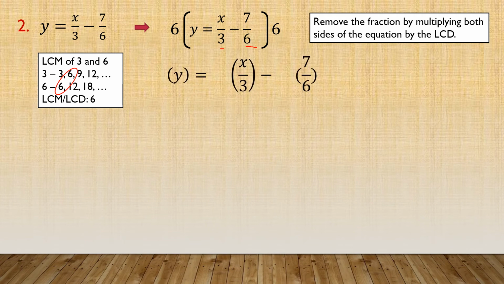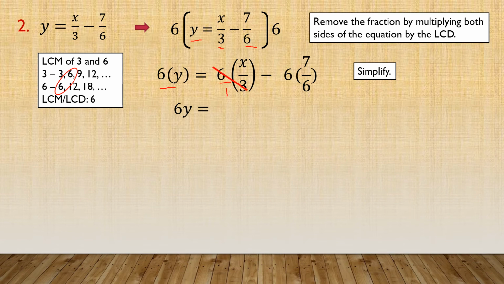Okay. So, after doing that, mangyayari, yung bawat term ay i-multiply sa 6. Itong y na to, itong x over 3, tsaka yung negative 7 over 6. So, bawat isa sa kanila, i-multiply sa 6. Okay, so pag minultiply sa 6, of course, isi-simplify na. Okay, 6 times y, for the first one, 6 times y is 6y. Okay, for the next one, this is considered as 6 over 1.